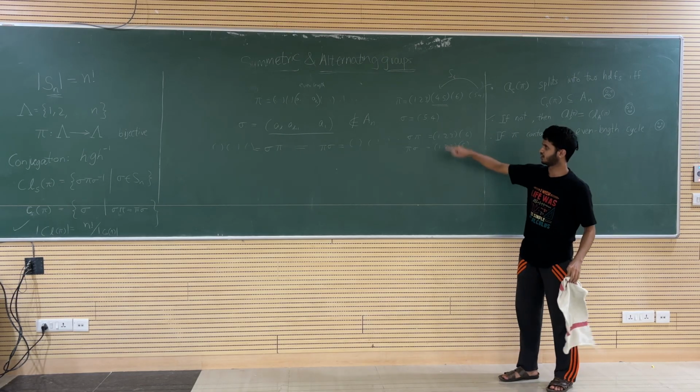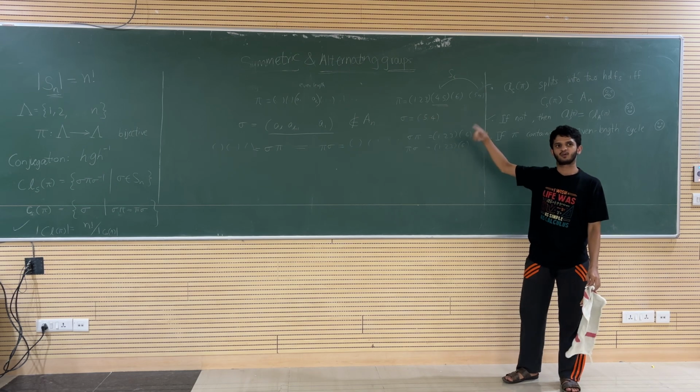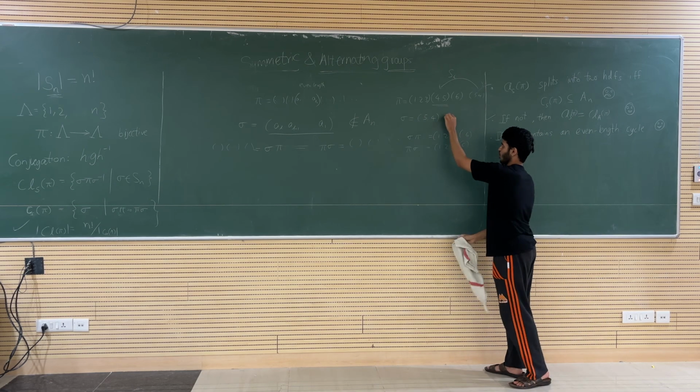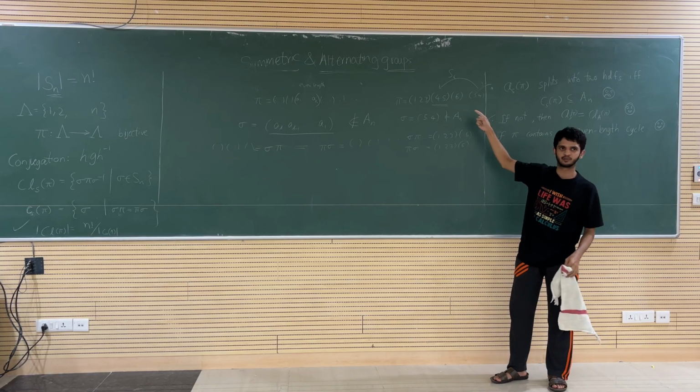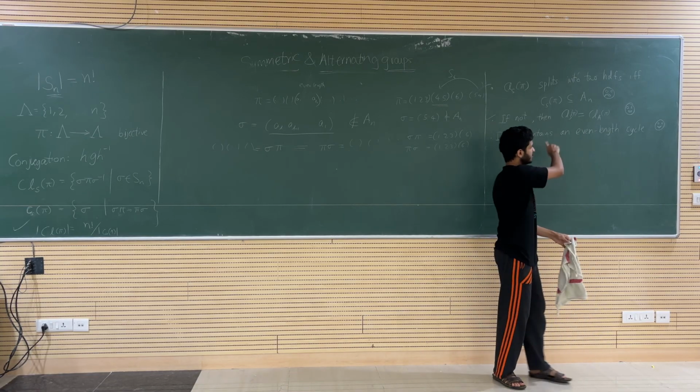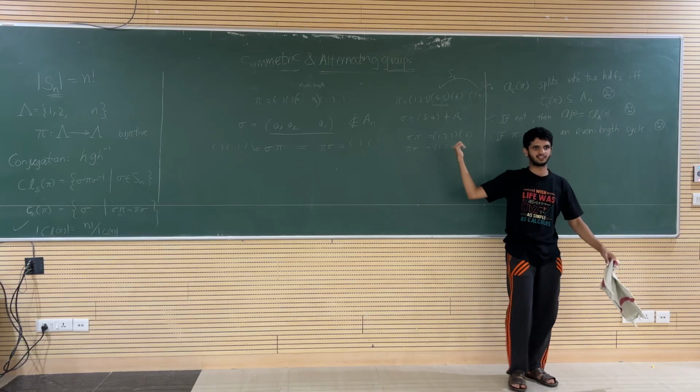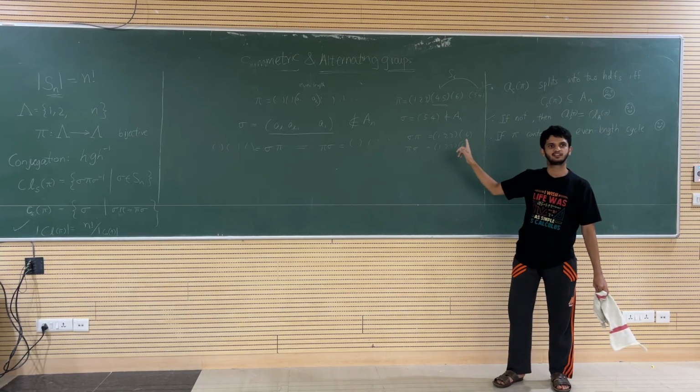So what happened? These two are the same. What does it mean? And what is this? This is an odd permutation. This does not belong to A_n. So if I have an odd permutation which is not in A_n, then I need not worry. That's what I proved in the previous chapter. Clear? Okay.